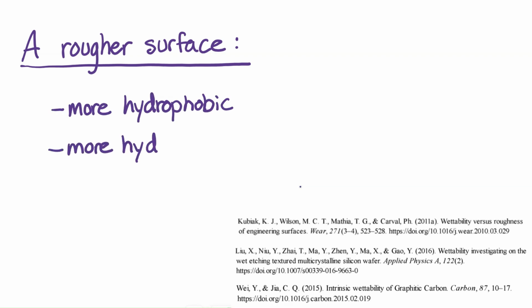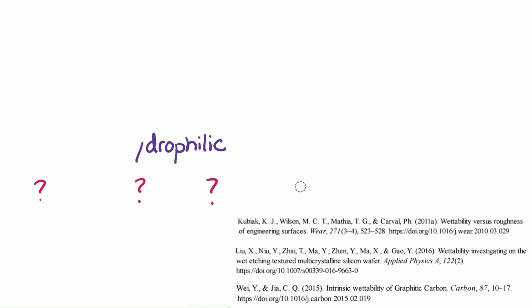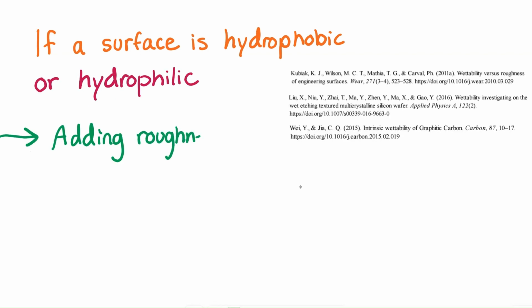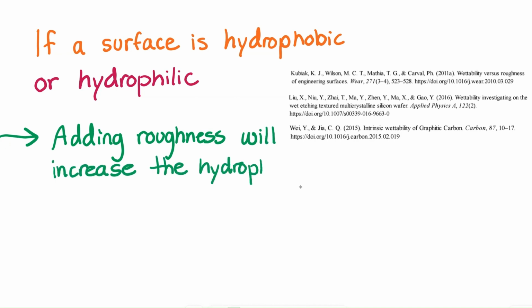Based on what we know so far, would you guess that a rougher surface would be more hydrophobic or more hydrophilic? The answer might be a little surprising. In the first study listed here, it was found that a hydrophobic surface would become more hydrophobic with more roughness, or as they word it, microstructured. In the second study listed here, it was found that a rougher surface would have a stronger hydrophilic property. Well, how can it be both? It turns out it actually is both.